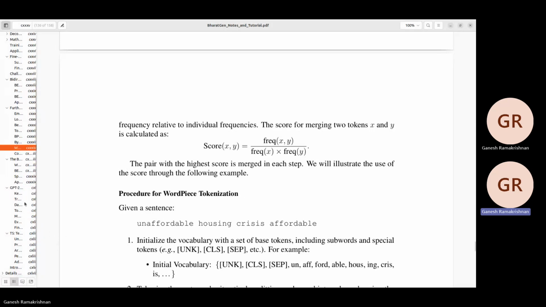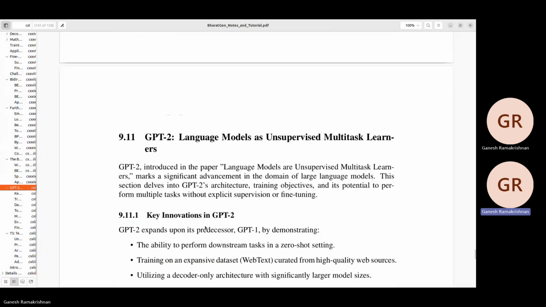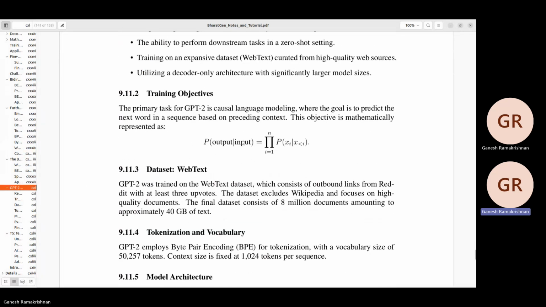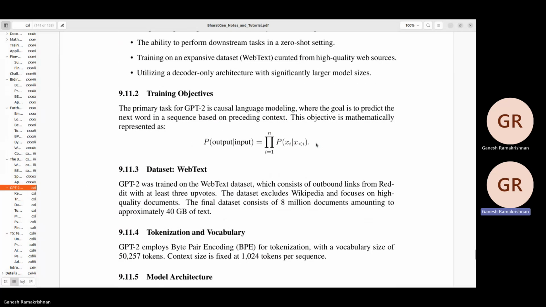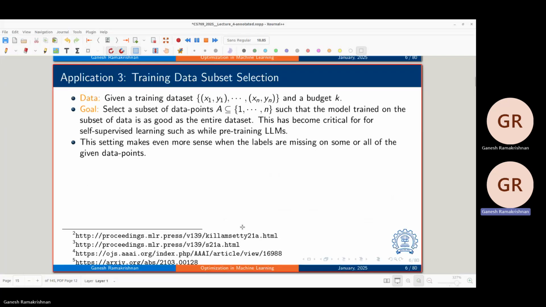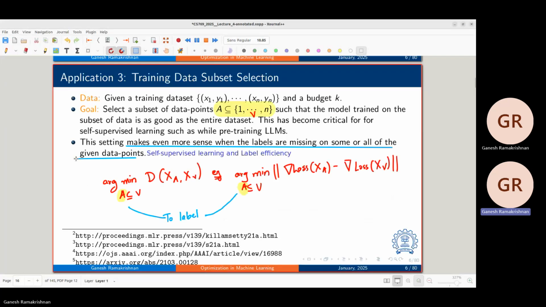So let me just give you an example of what GPT-2 does. GPT-2 was one of the simplest problems. Typically you're looking at input and output, right? In self-supervision, what you're looking at is predicting the next word in a sequence based on the preceding context. As simple as that. So you don't need labeled data to train a GPT-2 model. They actually trained it on a lot of web text, the details are in the notes. So that's the reason this makes more sense when data labels are missing.